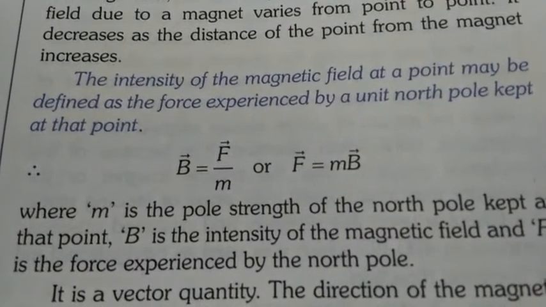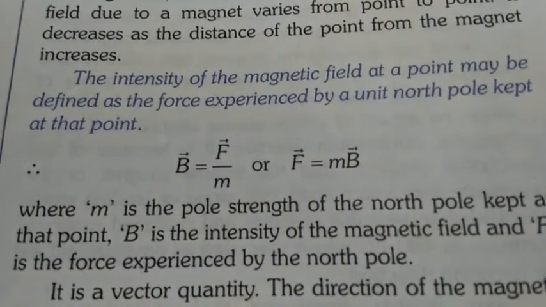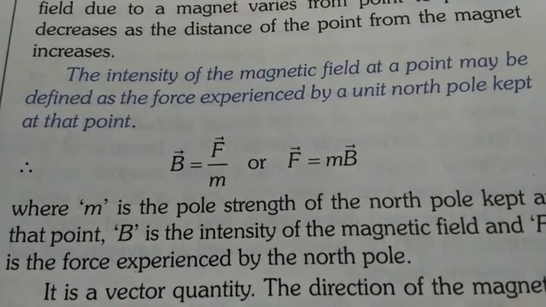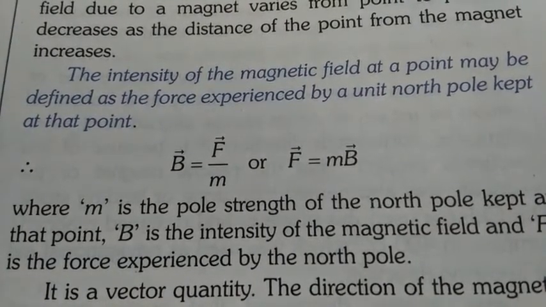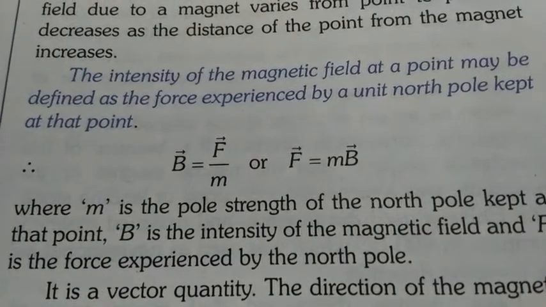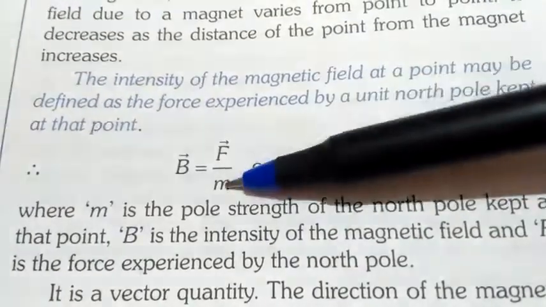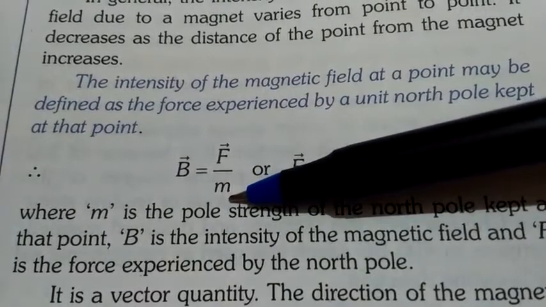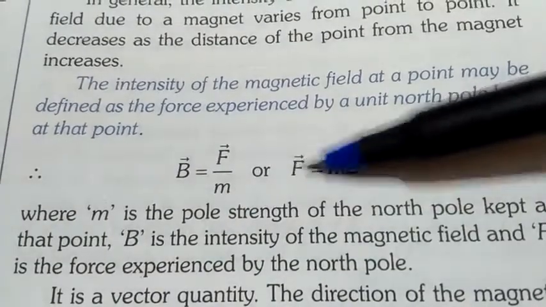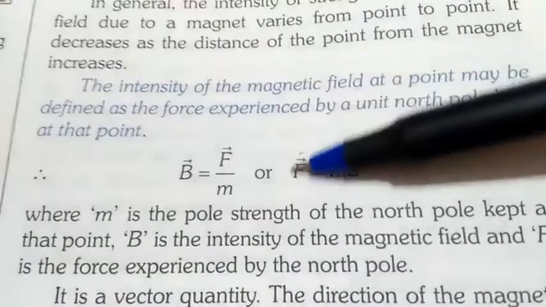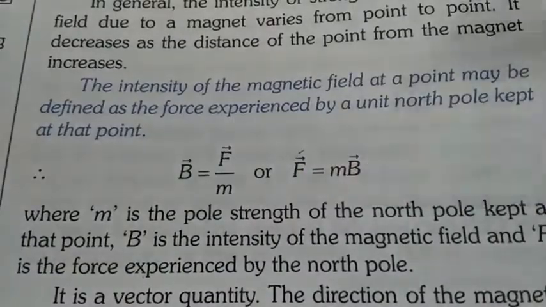The intensity of the magnetic field at a point may be defined as the force experienced by a unit north pole kept at that point. So B, the intensity of the magnetic field, equals force upon the strength of the north pole, or F equals M into B. So the force experienced in a magnetic field is equal to M into B.